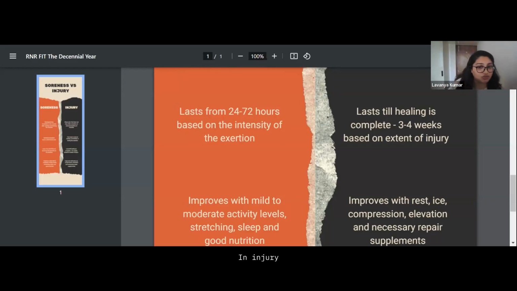In soreness, it lasts anywhere between 24 to 72 hours, and it also gradually goes down after that. But in pain, it depends on the intensity of the injury that has happened. It can last anywhere between 3 and 4 weeks, depending on how bad the injury is. Okay. Now, how can we work with soreness?